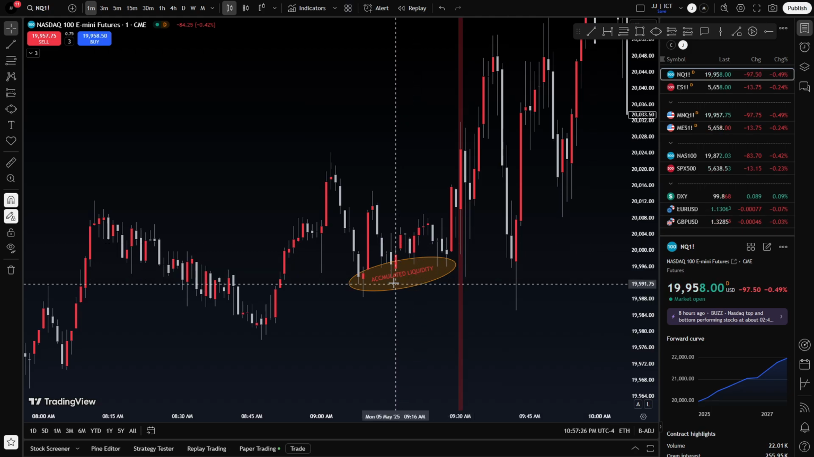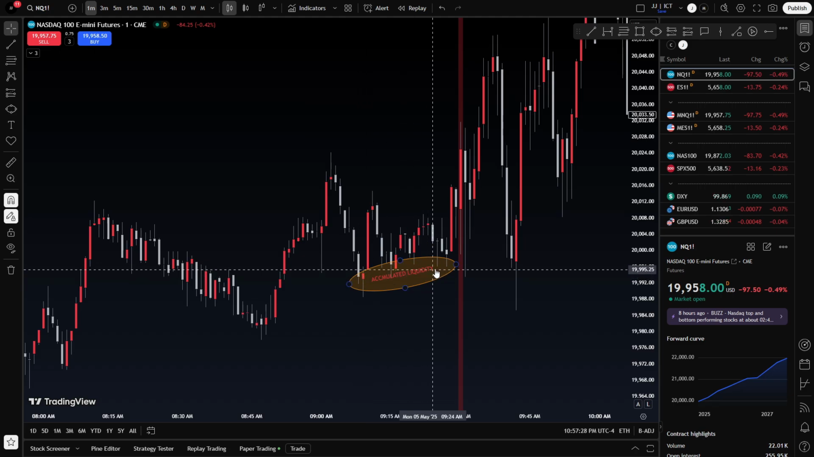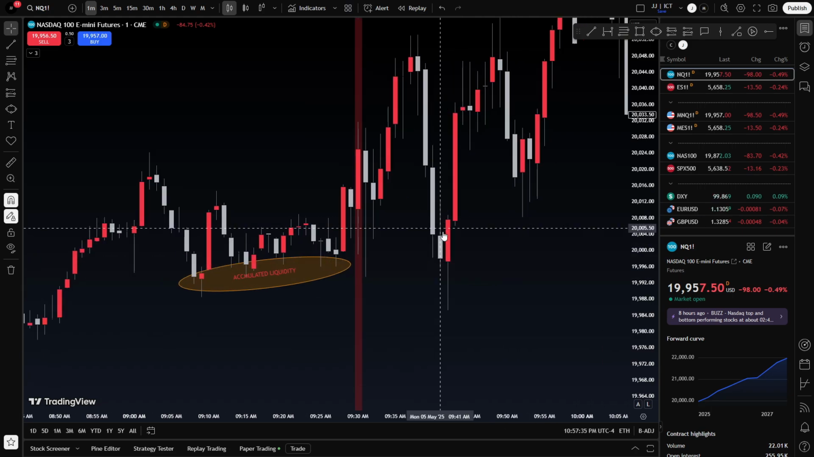Just 15 to 20 minutes before the 9:30 opening, it accumulates liquidity. It's like the algorithm has a mind of its own. Pay attention to this. Let's zoom in real quick.